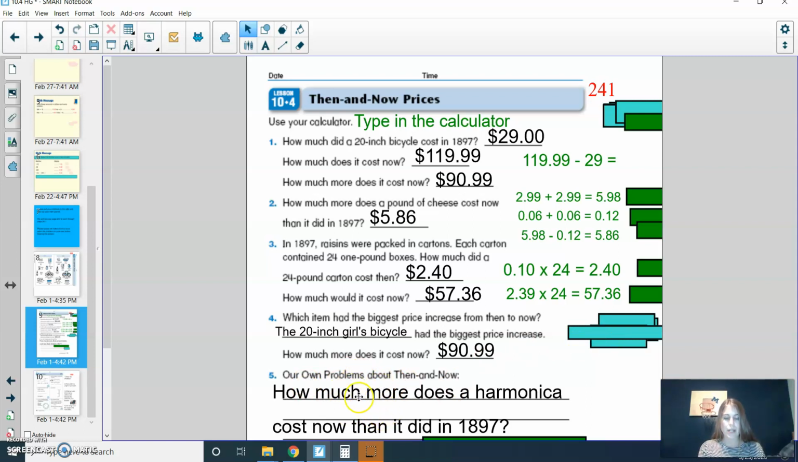Because of time, I'm going to go on to math boxes, but if you would like to do an extra problem on your own, I have a sample one. How much more does a harmonica cost now than it did in 1897? You could use this example or you could come up with your own. But now I'm going to switch and look at math boxes next.